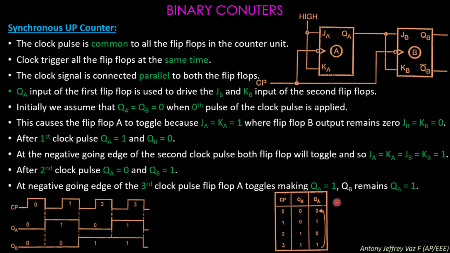If you need a 3-bit counter, you need to add another JK flip-flop, name it as C flip-flop, and make the connection in the same representation way. So this is for the synchronous up counter.